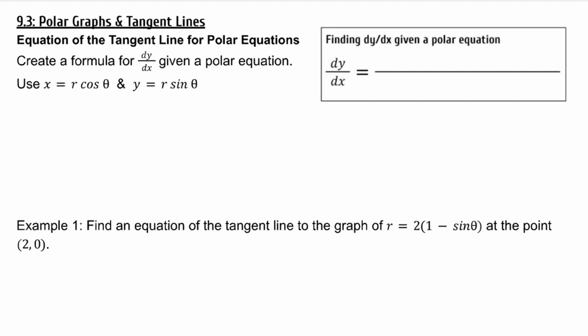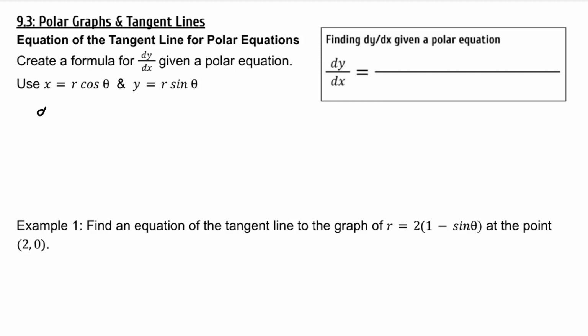Just like you can find the slope of a tangent line to a curve on a rectangular system, you can also find the tangent lines of polar graphs. Create a formula for dy over dx given a polar equation. Use x equals r cosine theta and y equals r sine theta.